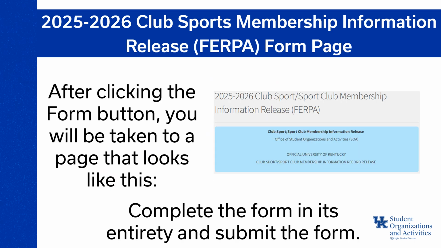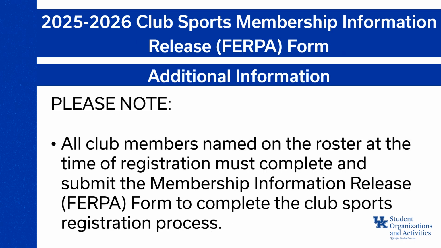Once you open the form, you'll be taken to a page that looks like this. If the form on your screen looks like the one in this presentation, then you know that you have chosen the correct form. Complete the form in its entirety and then submit the form. Please note, all club members named on the roster at the time of registration must complete and submit the assumption of risk waiver to meet the requirements of club sports registration.